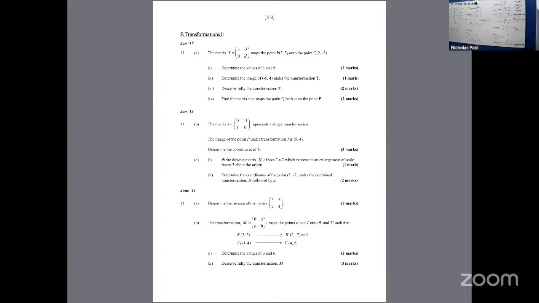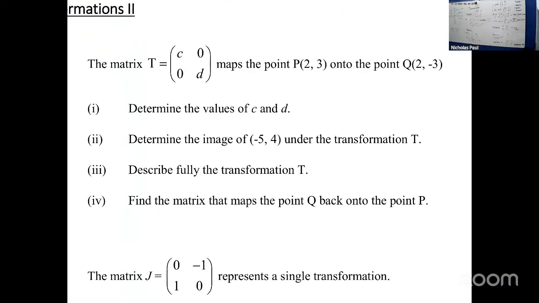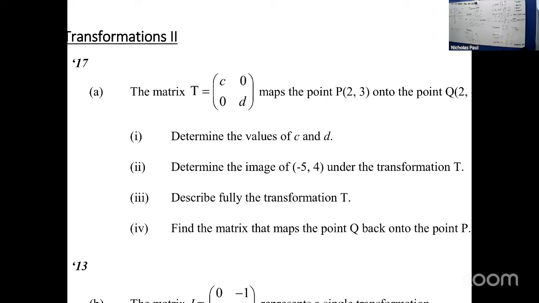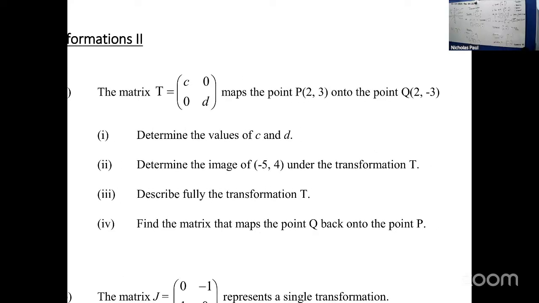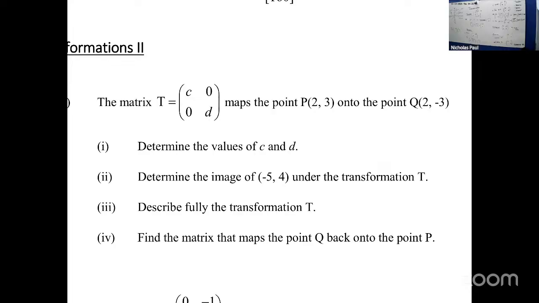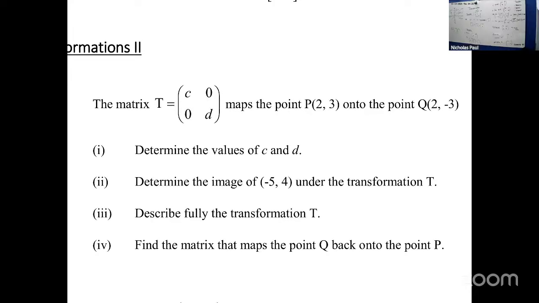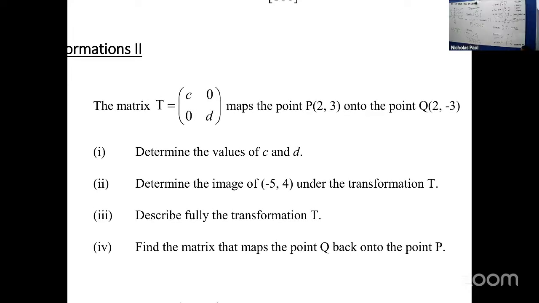All right, let's start right here. You're seeing that? That's on page 160. Go to the handout, page 160, number 11. That's Jan 2017, number 11. Look at that matrix there. Look at the point. The point went from (2, 3) to (2, -3), right?